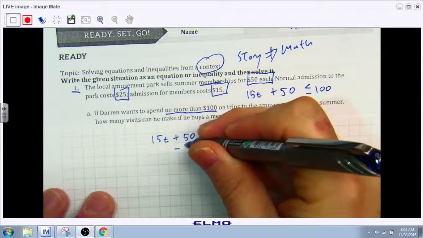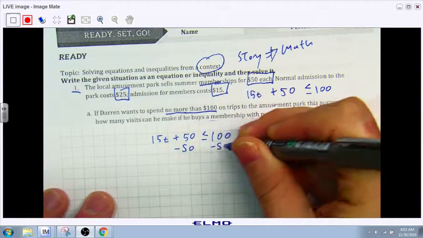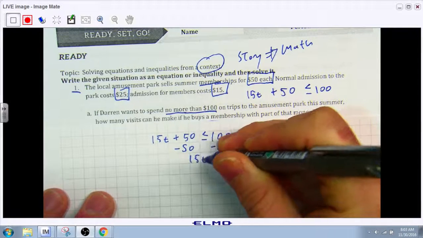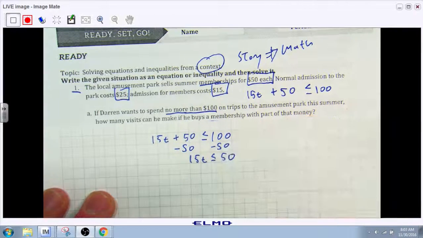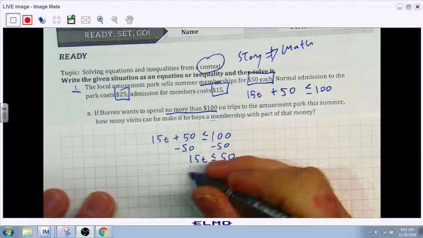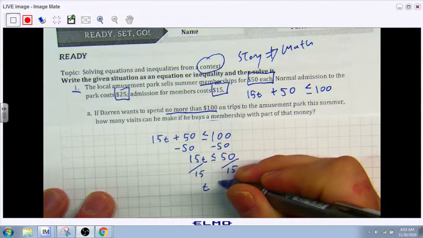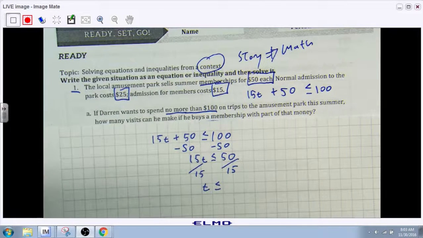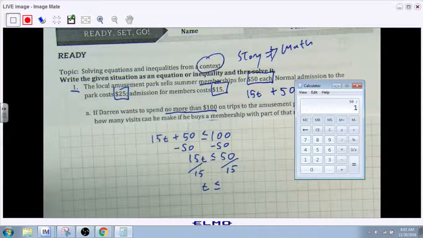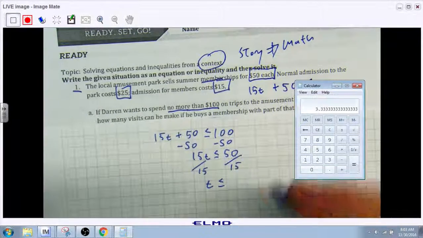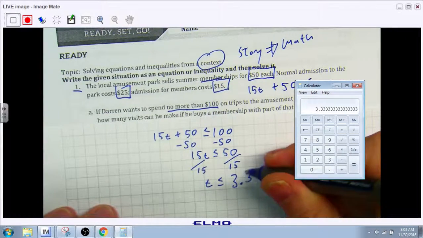So now we just need to figure out how many trips he can take, how many visits. So if I subtract 50, I get $15 per trip, and it's got to cover $50. So if I divide by 15, divide by 15, I get a number of trips equal to, well, I don't know 50 divided by 15 off the top of my head, so let's go ahead and use a calculator, and we see that we get 3.3 repeating.